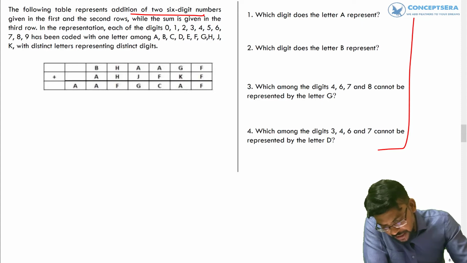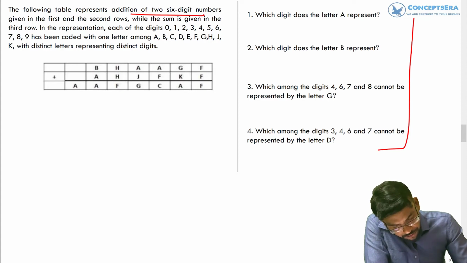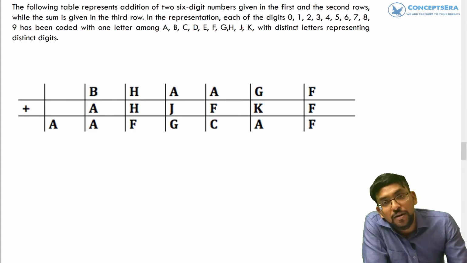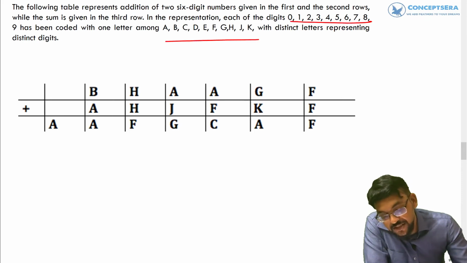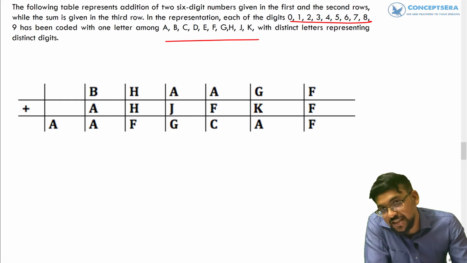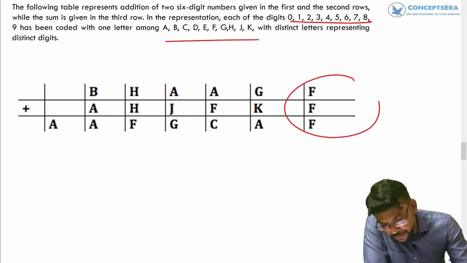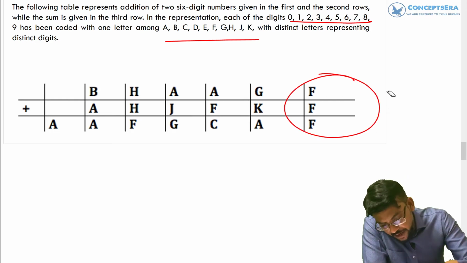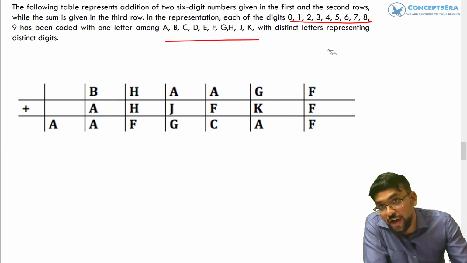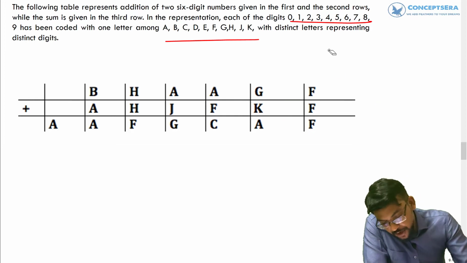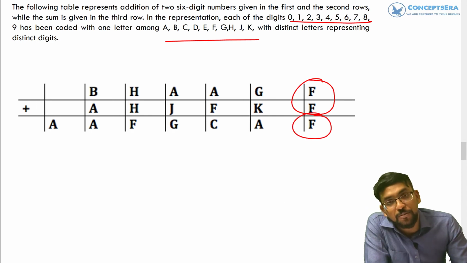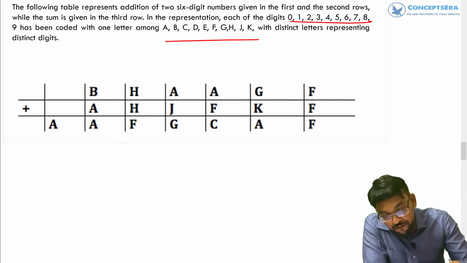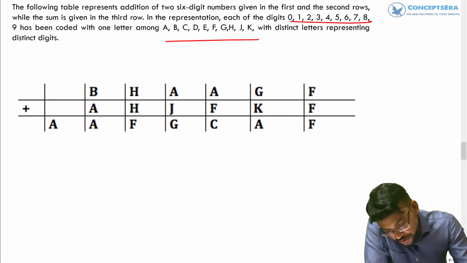So let's put the given data in a better manner to make sure we get everything. So here we go. Here we have 10 digits and 10 letters, and ultimately we have to decode these letters. If you look at the unit place of the summation, F plus F is equal to F. When you add two single-digit numbers and it ends up with the same number, it is only possible when F is equal to 0. So F has to be 0 here.